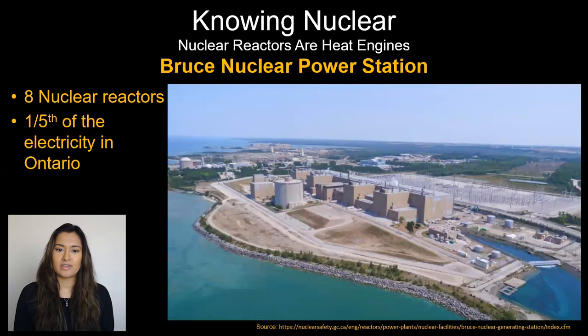So for example, here is the Bruce Nuclear Power Station. There are 8 nuclear reactors. This one site produces 1/5 of all of the electricity in Ontario. There are other nuclear sites as well, like Pickering and Darlington. The combined nuclear power in Ontario from just a handful of sites actually produces 3/5 of all of Ontario's electricity, which is really pretty incredible if you think about it.